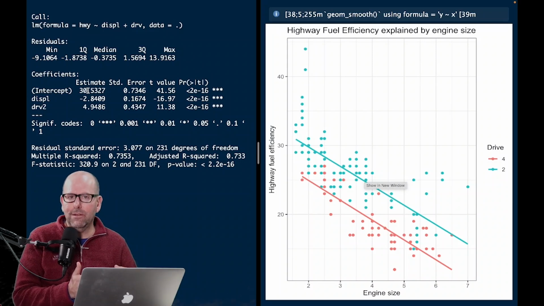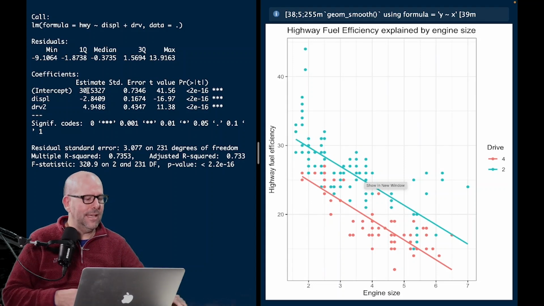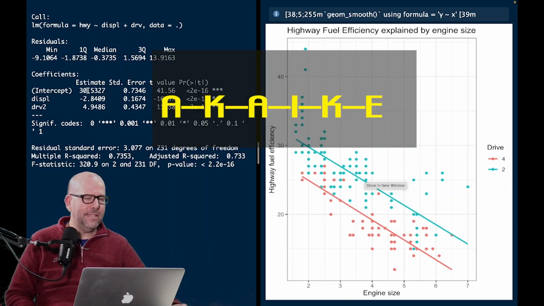You can also do it the other way around. You can start with all of your variables in there and remove them one at a time. And there are automatic ways of doing this. One of the things that you can do is use the Akaike, I don't know how you pronounce it, A-K-A-I-K-E, basically an AIC.